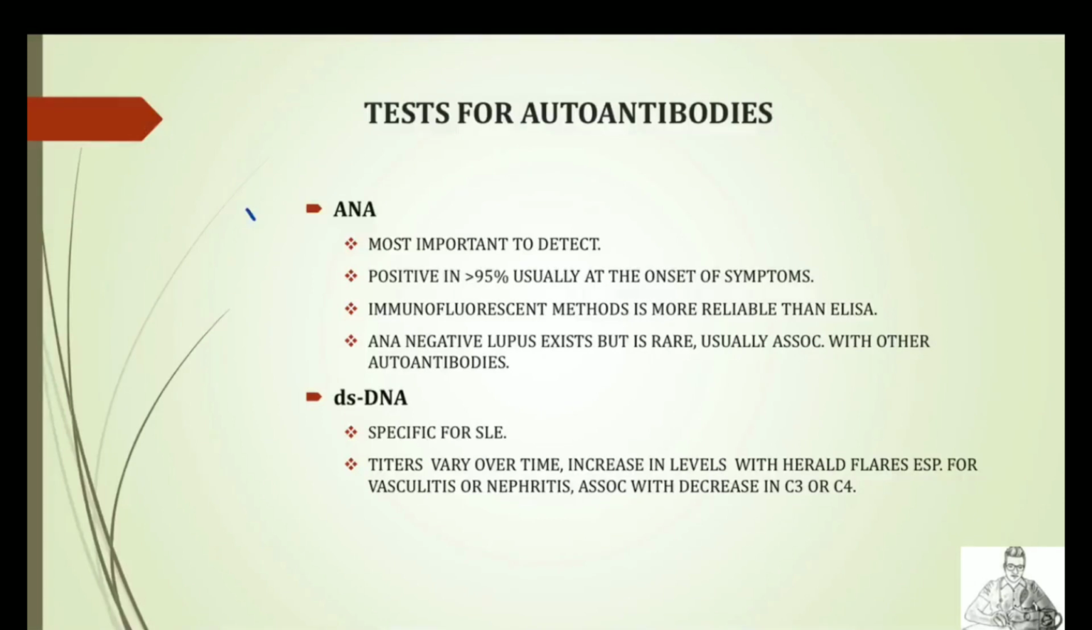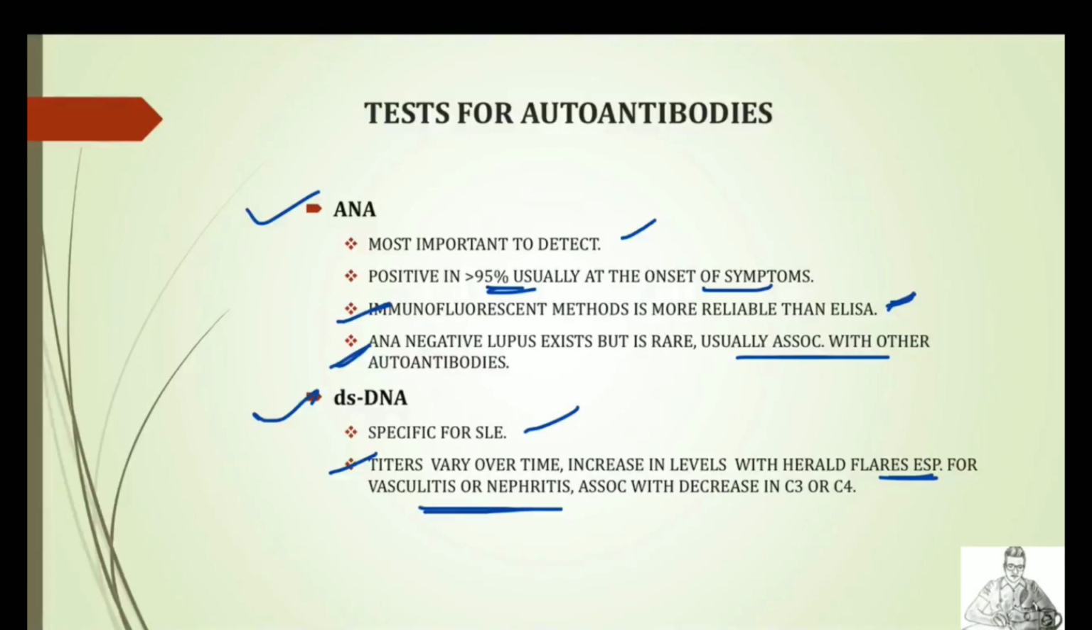First we will talk about ANA, which is the most important test to detect SLE, and is positive in more than 95% of patients, usually at the onset of symptoms. The immunofluorescent method is more reliable than ELISA for ANA testing. Also, ANA-negative lupus exists but is rare, usually associated with other autoantibodies. dsDNA is specific for SLE, and the titers of dsDNA antibody vary over time and increase in levels with flares, especially for vasculitis and nephritis, and are associated with a decrease in C3 and C4 complement components.